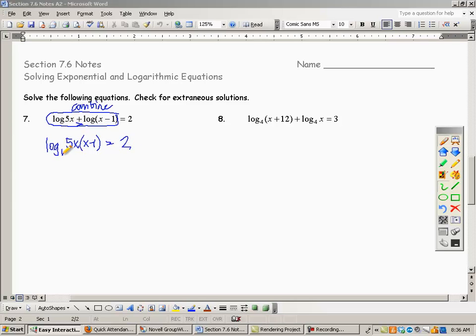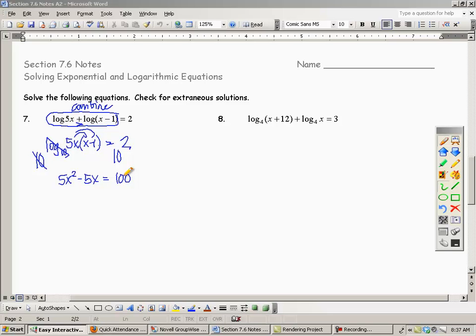And this log has a base 10. So how do I get rid of a log base 10? I need a power with a base of 10. And so we call this exponentiating. I'm going to take 10 and make this my exponent. And I'm going to take 10 on this side and make 2 my exponent. Because what it does is 10 cancels with the log base 10. And now I'm going to distribute. I have 5x squared minus 5x equals 10 to the second power, which is 100.